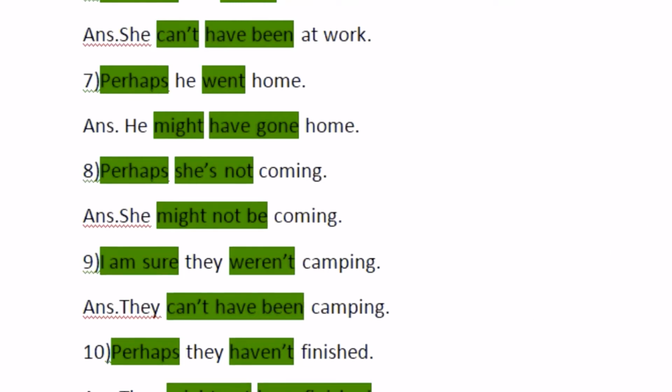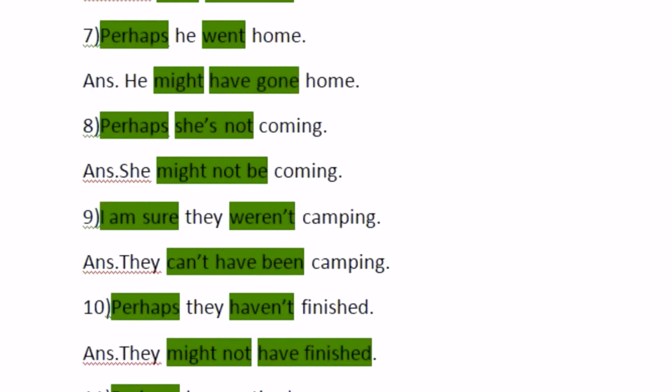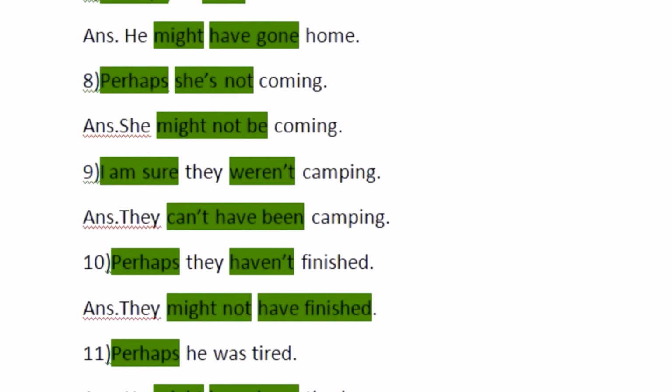Did you write the answer there? You must have written the answer there. Now check your answer there. Perhaps he was tired. Perhaps positive. Might. He might was would have been. You got the answer there. He might have been tired, as I have promised there.